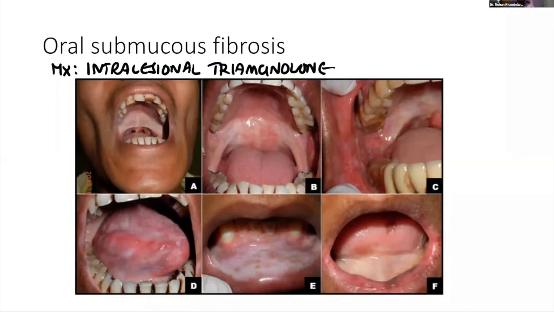A very common mistake made by students: they think that if it is fibrosis, if you cut the fibrous tissue, the patient will have mouth opening. But if you cut the tissue, how will the body heal? The body will heal with more fibrosis. So the treatment of choice here is intralesional steroids or intralesional triamcinolone. Please remember this. This question has also been asked many times.